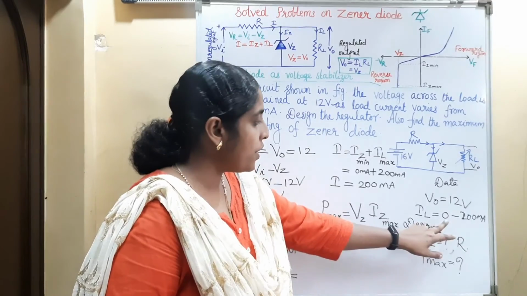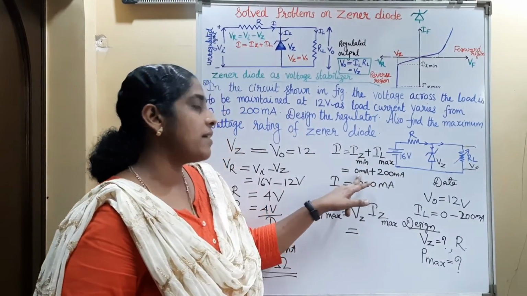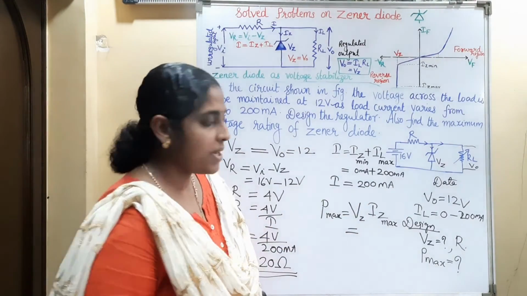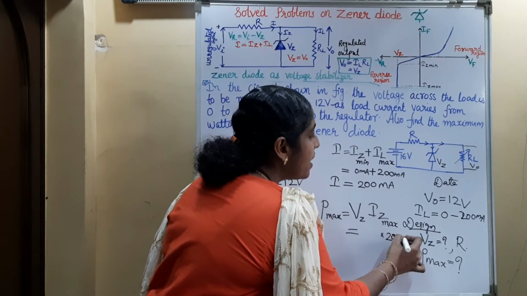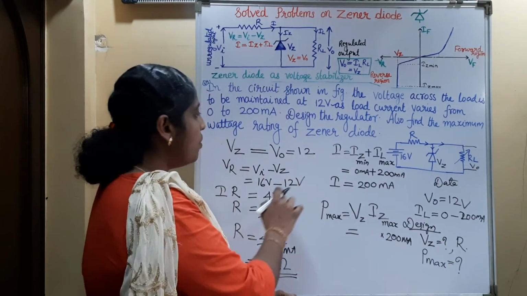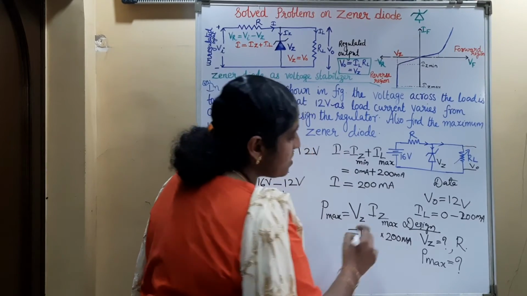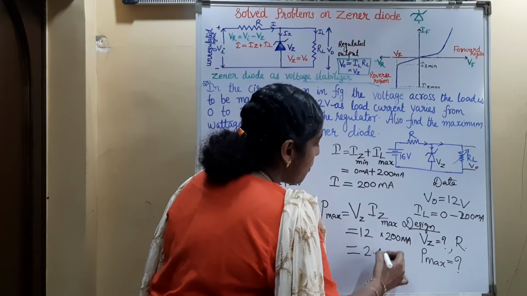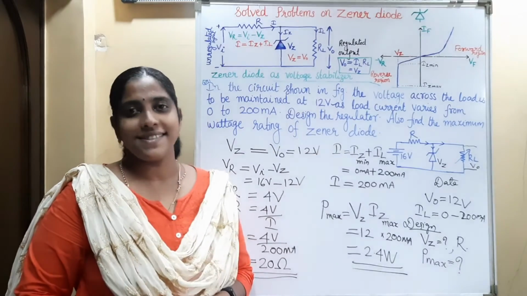What is the minimum value of the load current? That is 0. So if the load current is 0, what will be the Zener current? That will be 200 milliampere because the total current is 200 milliampere. So the maximum value of the Zener current possible is 200 milliampere, into Zener voltage 12 volt. So the maximum power rating is 12 into 200 milliampere, that is equal to 2.4 watt. So 2.4 watt is the maximum power rating of this Zener diode.